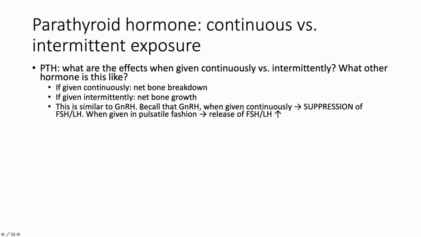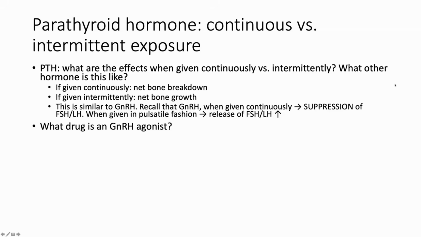This is similar, interestingly enough, to GnRH. If you remember GnRH, if you give it continuously, it causes suppression of FSH and LH. If you give it in a pulsatile fashion, it actually causes release of FSH and LH. So PTH isn't the only hormone like this. There are other hormones, or at least one other hormone like this, which you could also use clinically.